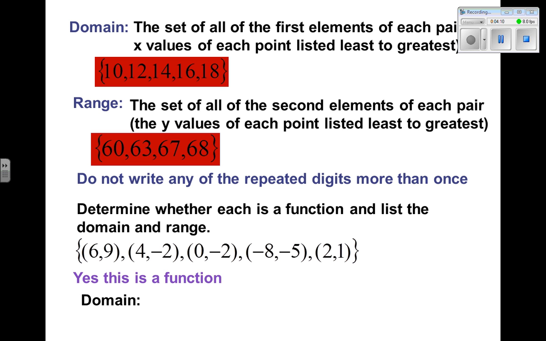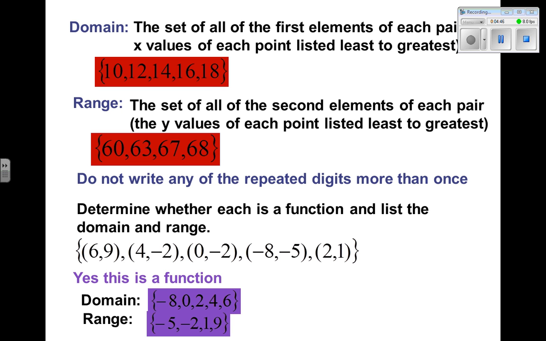Now we're going to list the domain. Keep in mind the domain is the set of all the x values written from least to greatest. And they have to be inside braces when you make this list. So all I'm doing is taking the x values, putting them inside braces, listing them from least to greatest. Keep in mind if there are any repeated ones, you only have to write that number once. Range, again, is all the y values. So I just look at all the second numbers in each set of parentheses and write them from least to greatest inside braces as well.